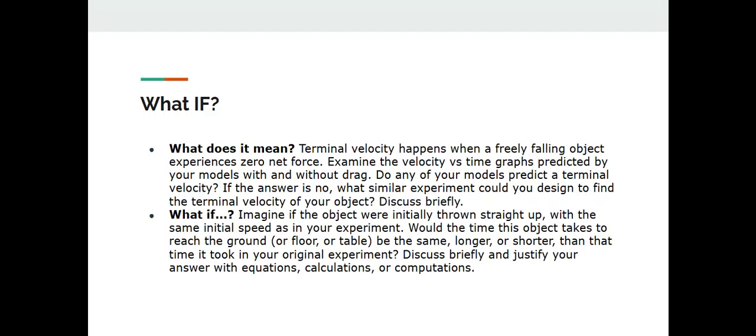Time for the what if. Terminal velocity happens when a freely falling object experiences 0 net force. Examine the velocity versus time graphs predicted by my models. The velocity versus time graphs do predict a terminal velocity, but it would have to go on for a much longer time period. Since my tennis ball only fell for a fraction of a second, it would be difficult to show terminal velocity.